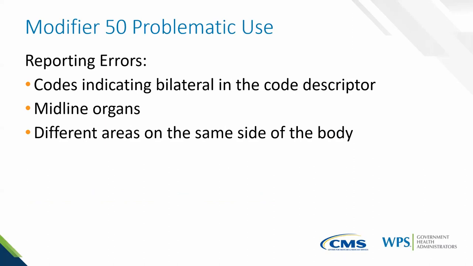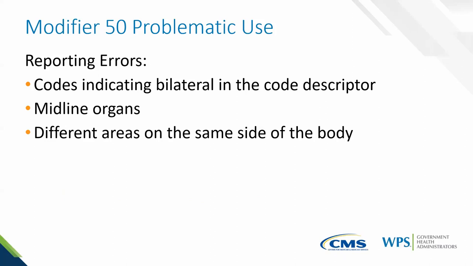Midline organs go back to the liver. You don't have a right and left liver, you only have one. And then the bottom one, this one's a little trickier: different areas on the same side of the body. So if you're doing a lesion removal, for an example, on the patient's left forearm and a lesion removal on the patient's left shoulder, you would not use modifier 50 for that.